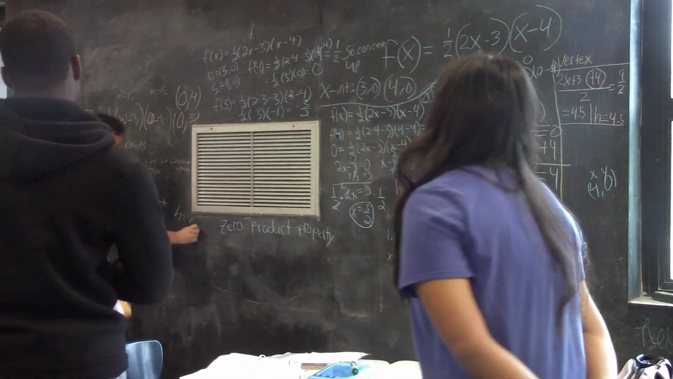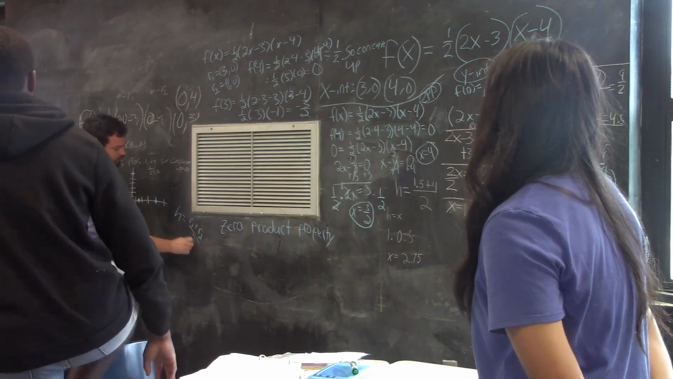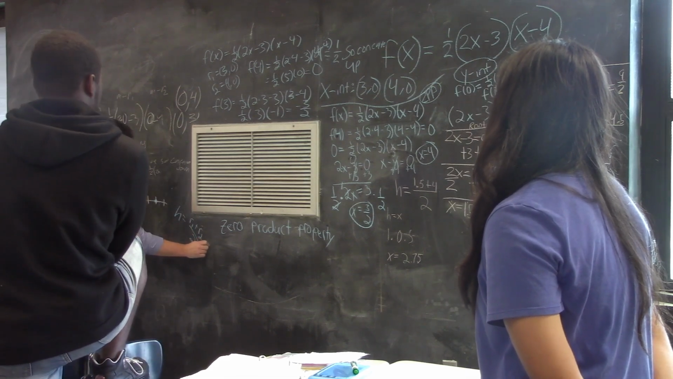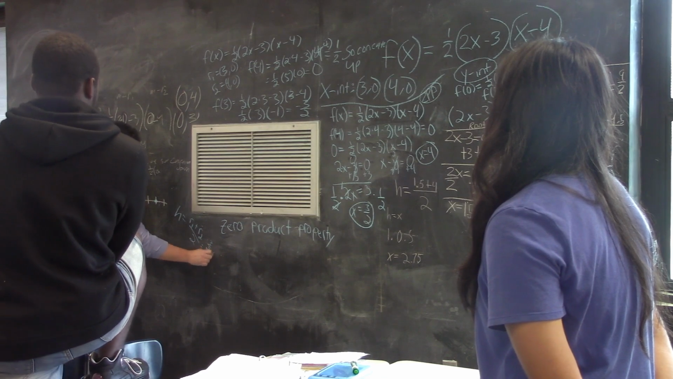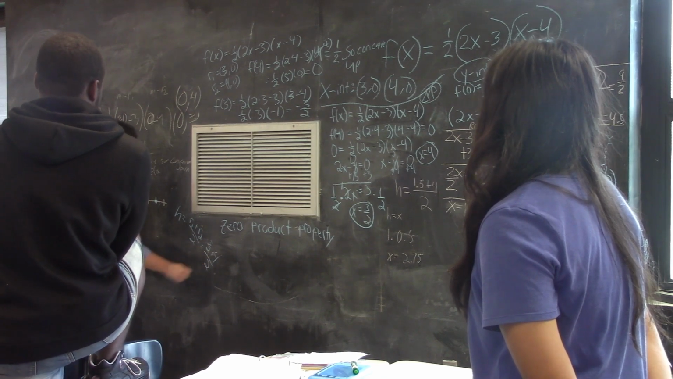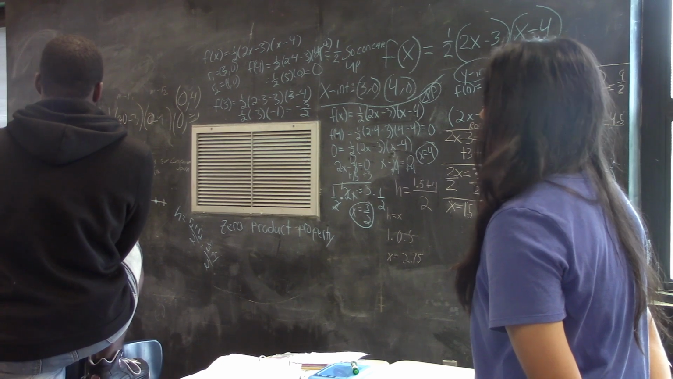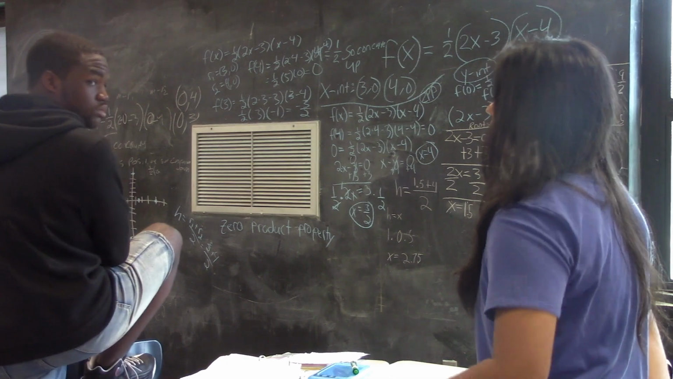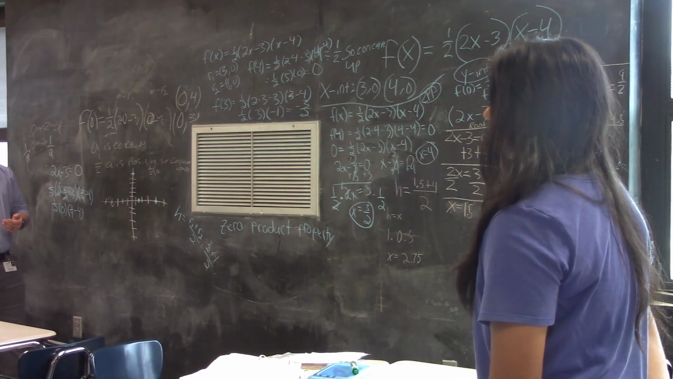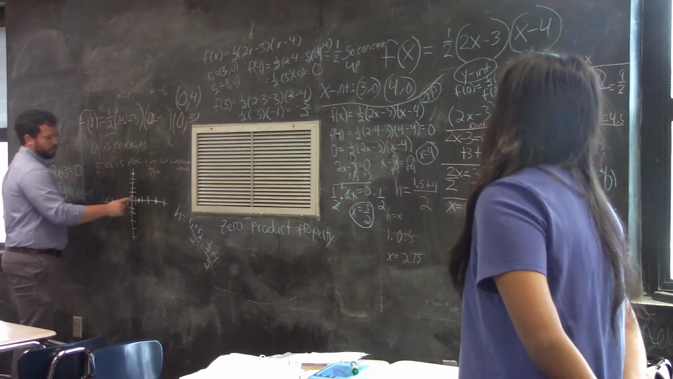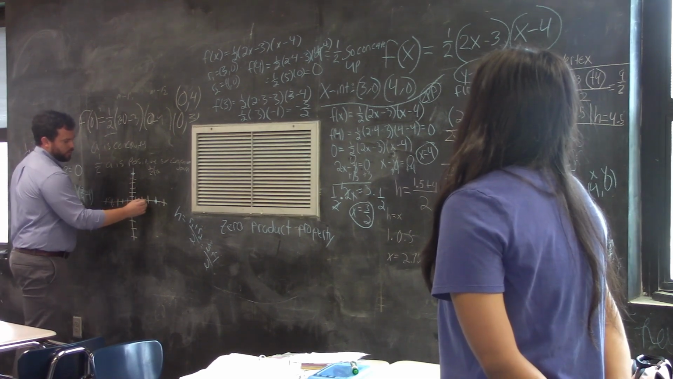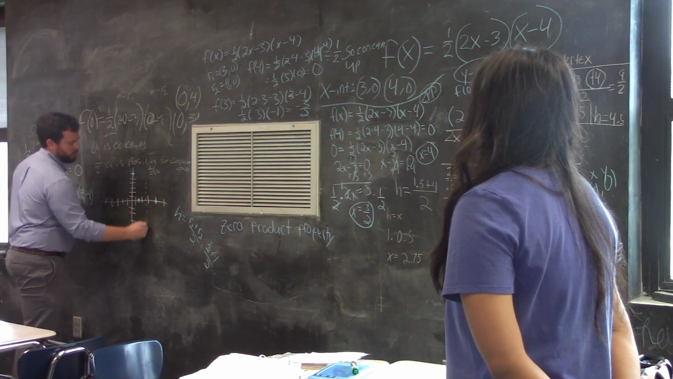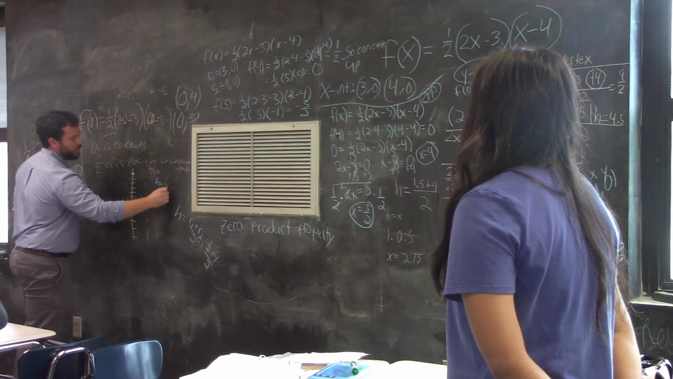I average them. So 3/2 plus 4, divided by 2. Can we use 1.5? Yes, but just use a calculator to find that average. It's going to be 2.75. So h is equal to 2.75.